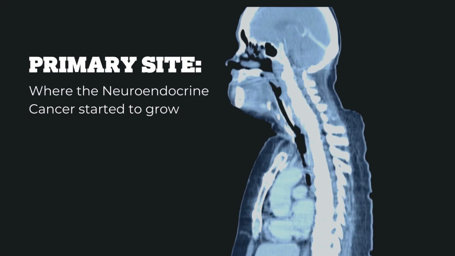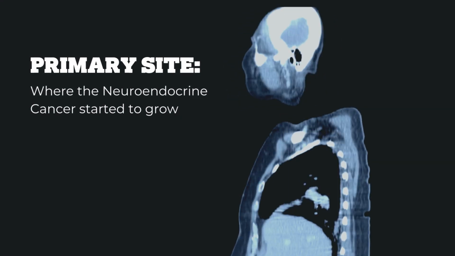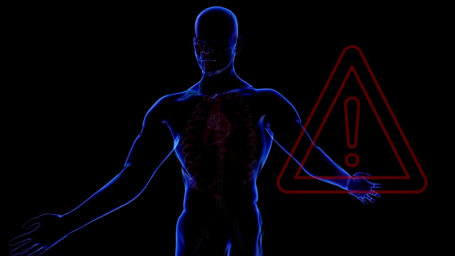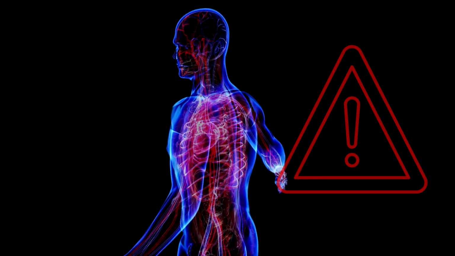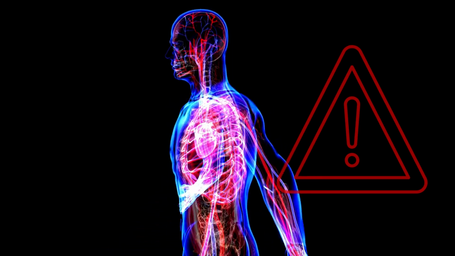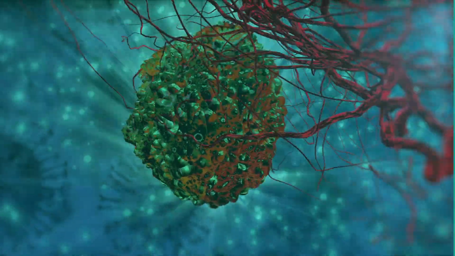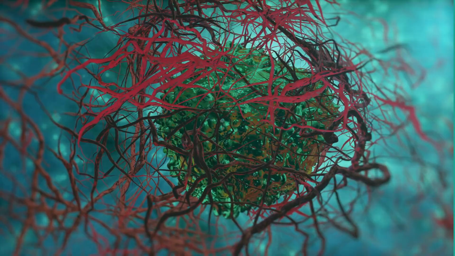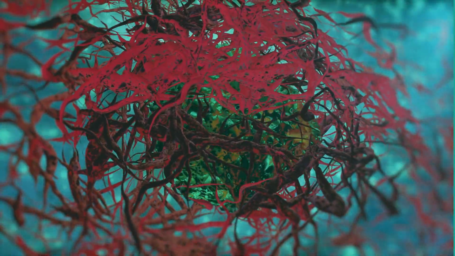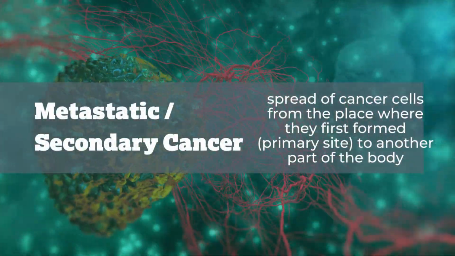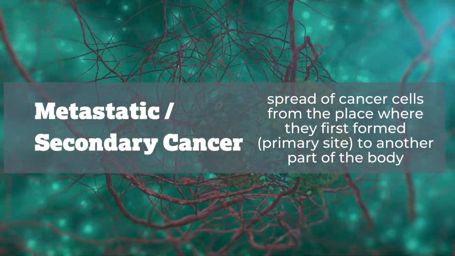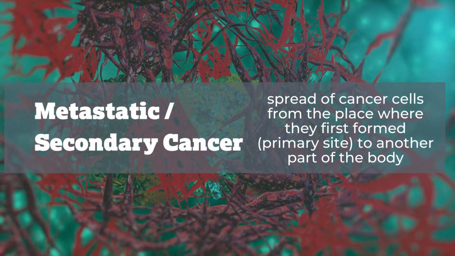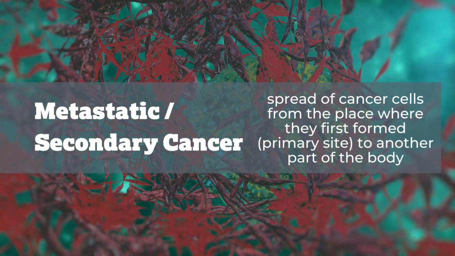In trying to identify and confirm neuroendocrine cancer, it is important to understand whether the primary site is the only site. As mentioned in section 1, when cancer occurs, cells forget their normal rules, and it is possible, even at a very small size, for cells to break off from the primary site and travel elsewhere. The terms metastatic or secondary cancer both refer to the spread of cancer cells from the place where they first formed, or primary site, to another part of the body.